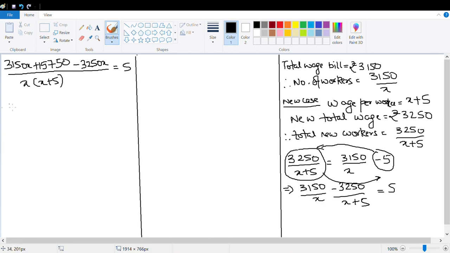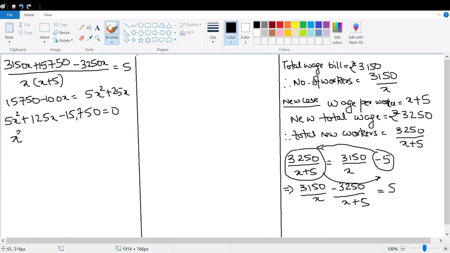This becomes 15,750 minus 100x is equal to, let's cross multiply, 5x square plus 25x. Let's take everything on one side. So 5x square plus, this goes here, so it becomes 125x minus 15,750 is equal to 0. 5 is common in all three elements, so dividing by 5, x square plus 25x minus 3150 is equal to 0.